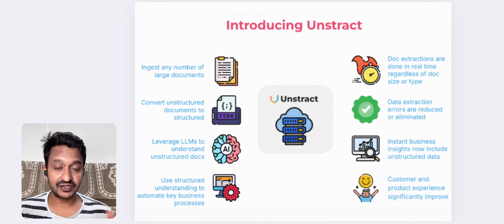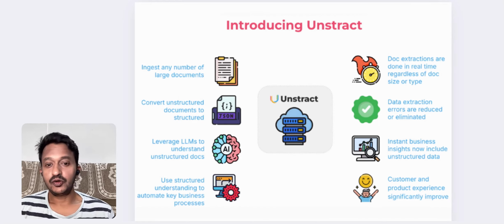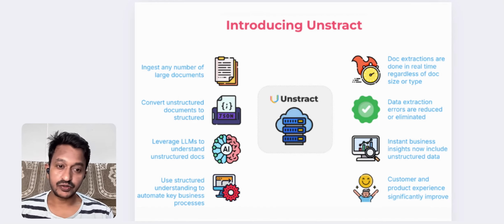So one of the best features that I like from Unstract is their prompt studio. It lets you create and test your own prompts, define extraction schemas, and track token usage, all from an intuitive interface.